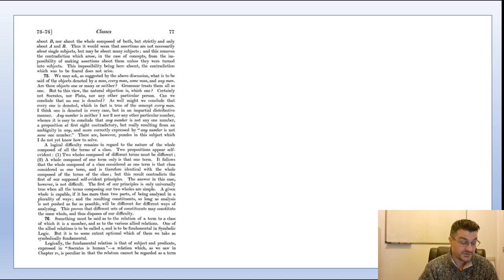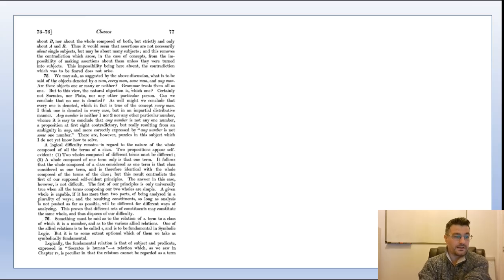Something must be said as to the relation of a term to a class of which it is a member, and as to the various allied relations. One of the allied relations is to be called epsilon, and is to be fundamental in symbolic logic, but it is to some extent optional which of them we take as symbolically fundamental. So the other one, which he'll talk about later, is inclusion. Okay, so we've got two relations. We've got epsilon, which is expressed as membership, and then we've got inclusion. So membership of a term in a class, and then we've got class inclusion, which says when a class is a subclass, let's say, of another class.